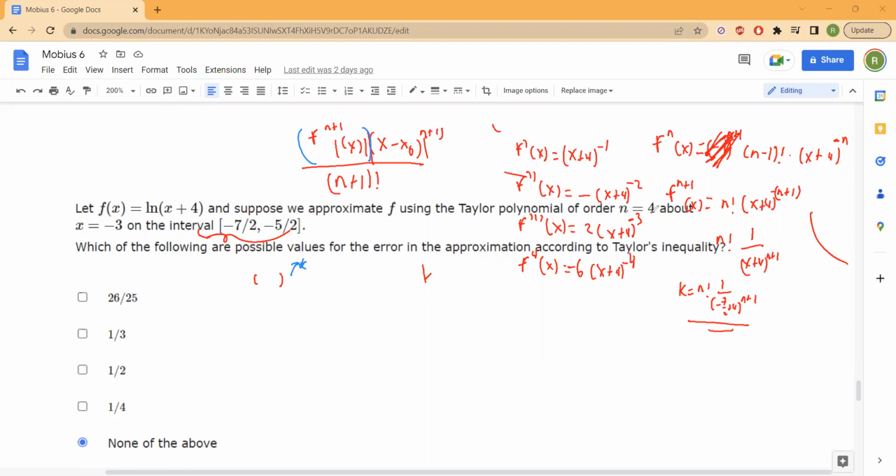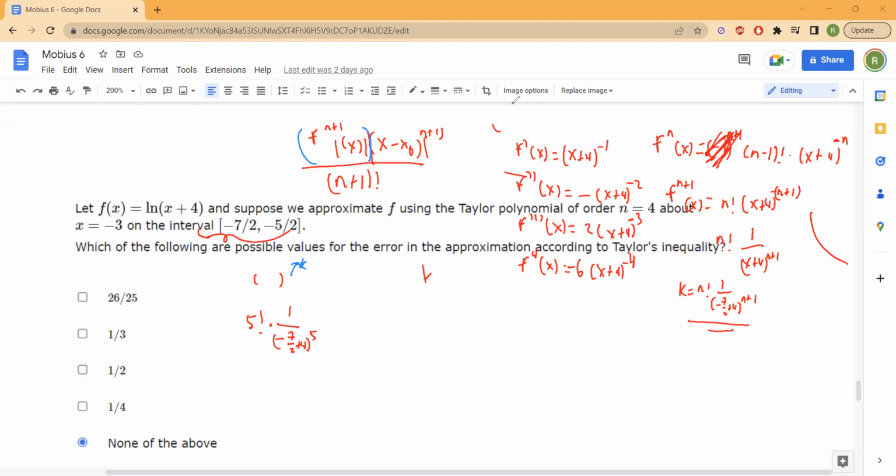So right away, while I'm plugging in k, I can see that because the Taylor polynomial we're taking is of order n equals 4, then n plus 1 is going to be 5. So we know that all the n's here can be replaced with 5s. While we're plugging it in using this formula, we can already start to figure out what's happening. Because we know our f n plus 1 derivative is going to take this form, and we already know what to plug in, we're going to get 5 factorial times 1 over negative 7 over 2 plus 4 to the power of n plus 1, which is 5.